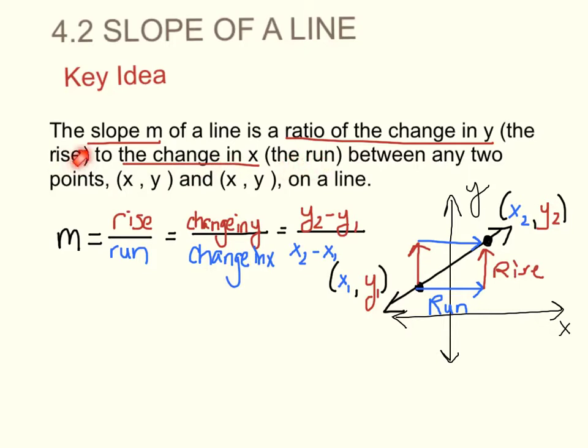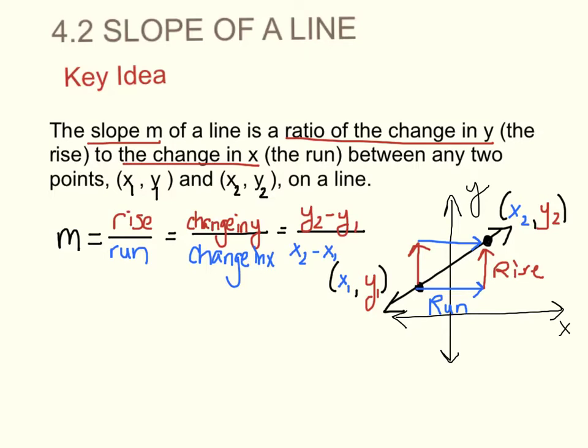Think of it this way. Rise is the y-axis up and down. X is the run, which is left and right. When you rise, you go up or down. When you run, you either go right or left. Between any 2 points, your points are going to be called x sub 1, y sub 1, and x sub 2, y sub 2. Those are not exponents. That's only telling you that you have 2 different x values and 2 different y values.